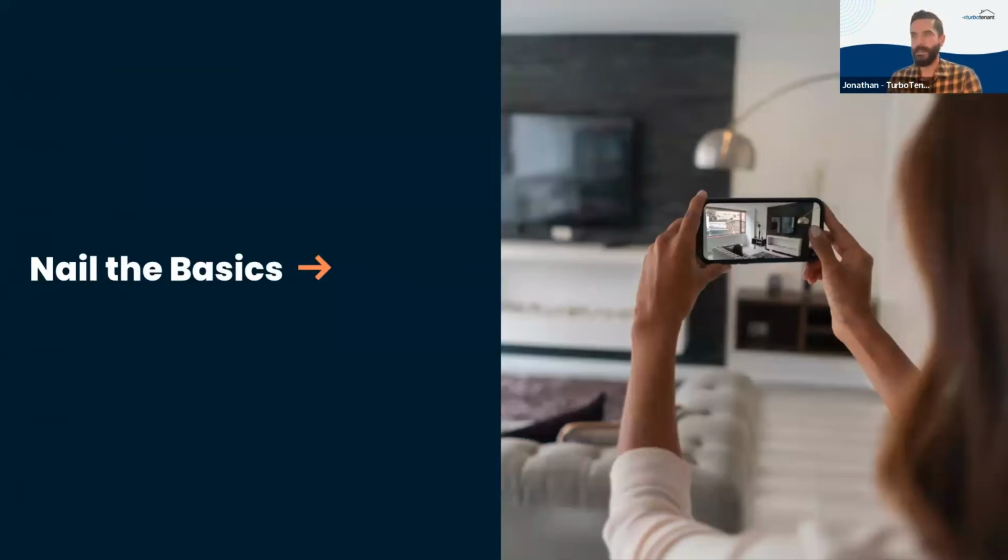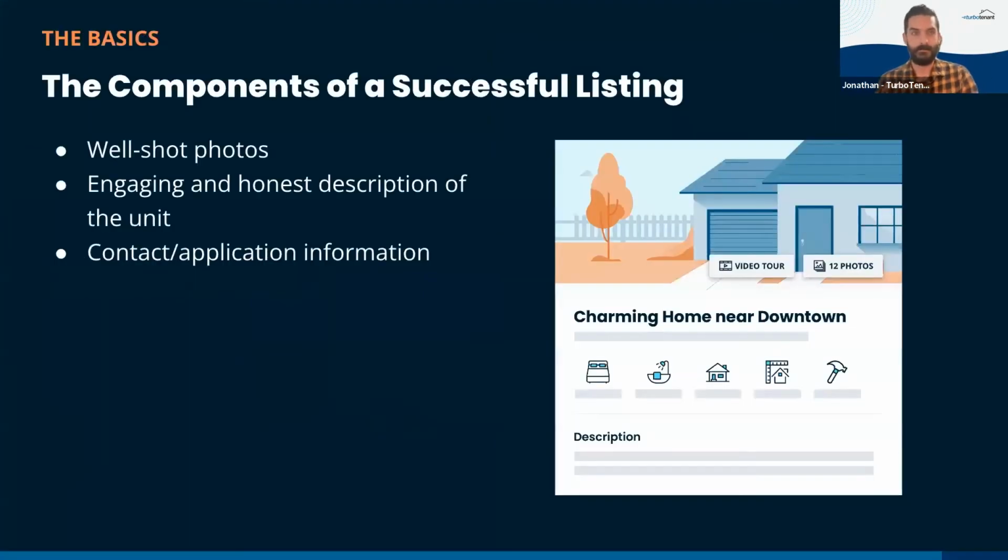Okay, now that you understand how to plan out your marketing budget, let's make sure you nail the fundamentals of your rental property marketing, which is, of course, your listing. All right, so a successful listing really consists of three things, right? We have the photos, and we put well shot photos here. We'll get to what exactly that means in a moment.